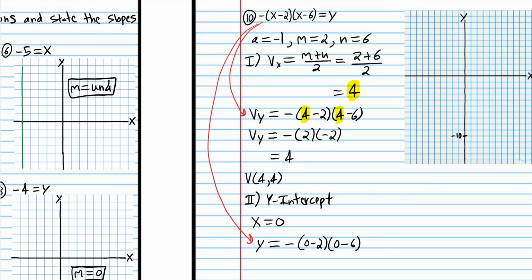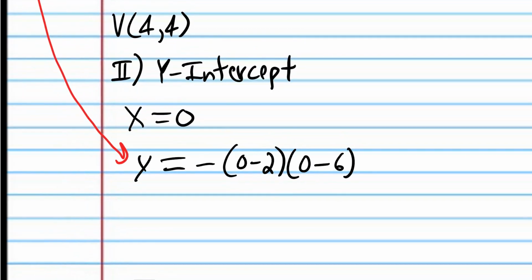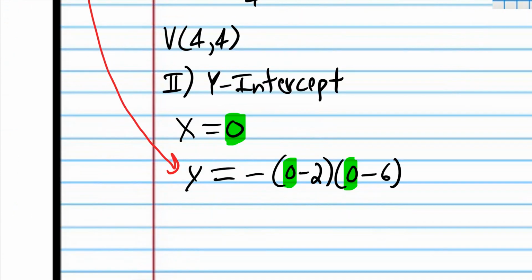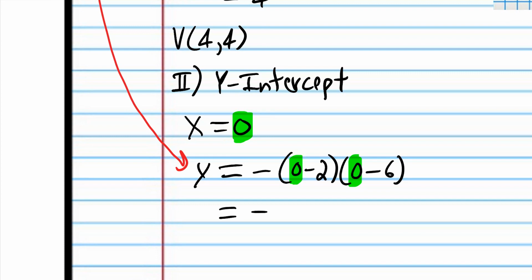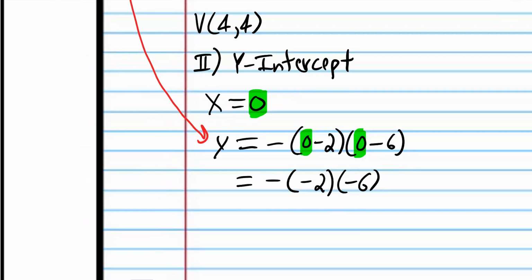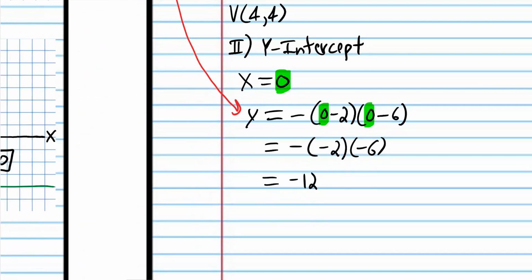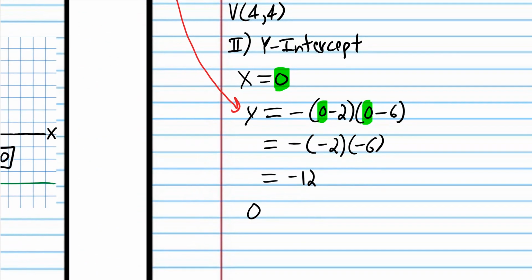And just to be clear, I got that 0 from here. So now we have -2 times -6, and that's going to be -12. So the y-intercept is (0, -12).